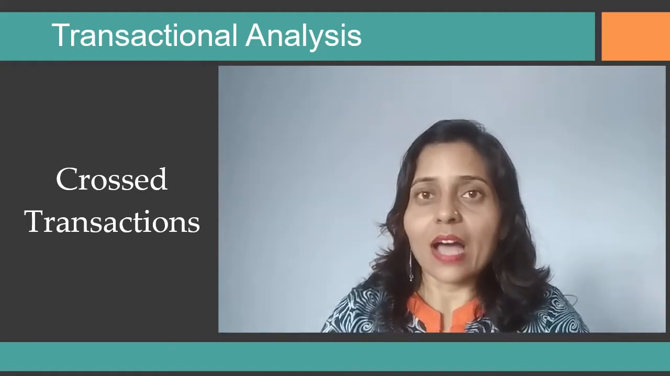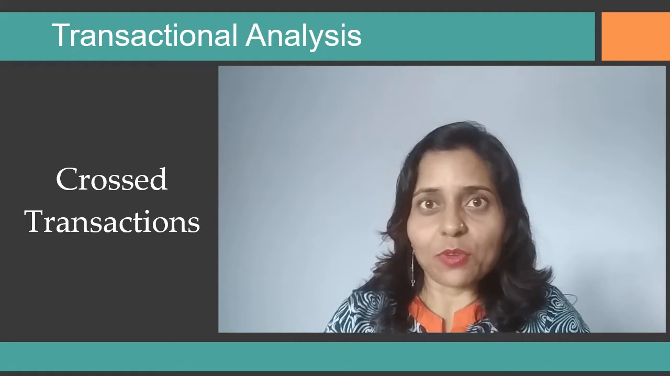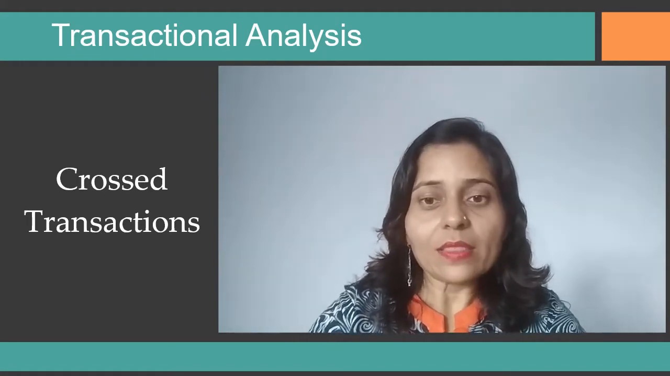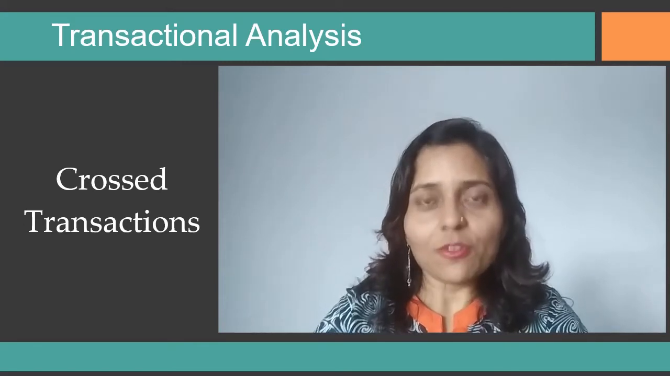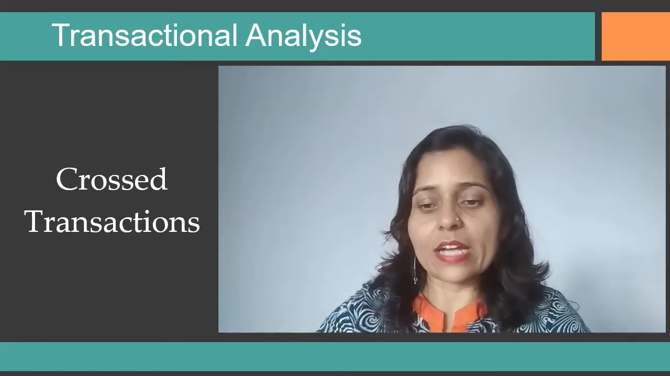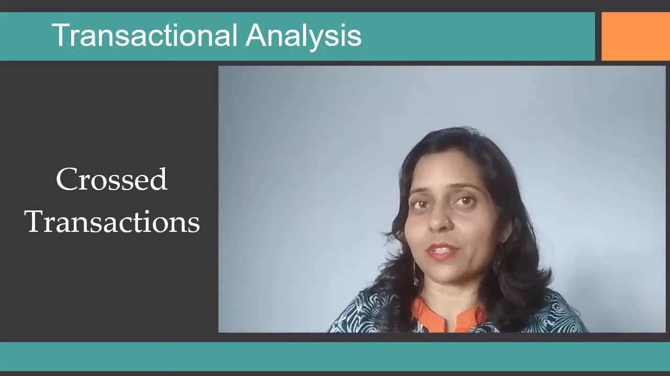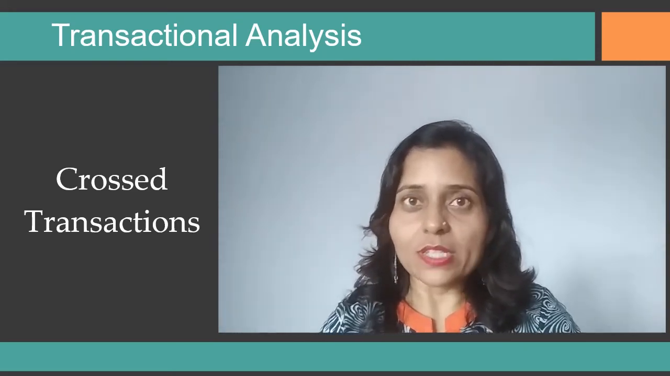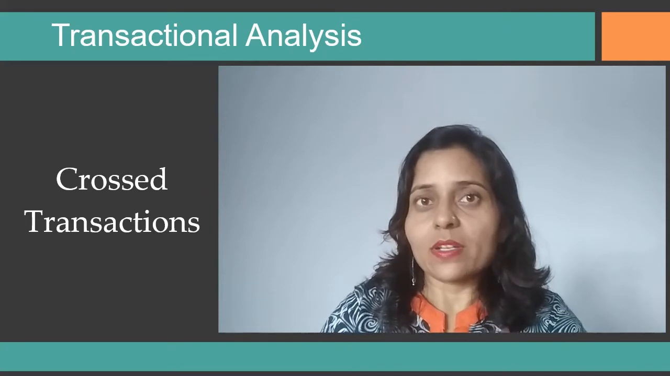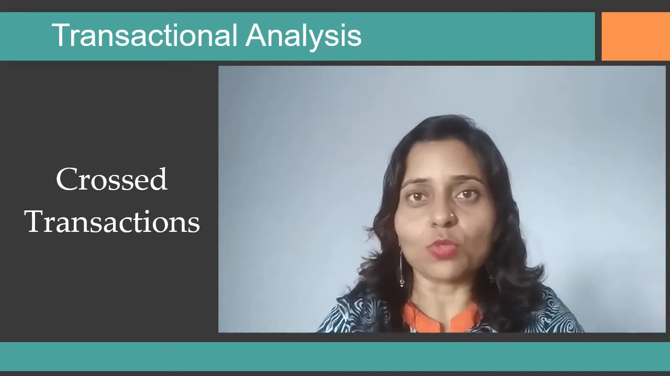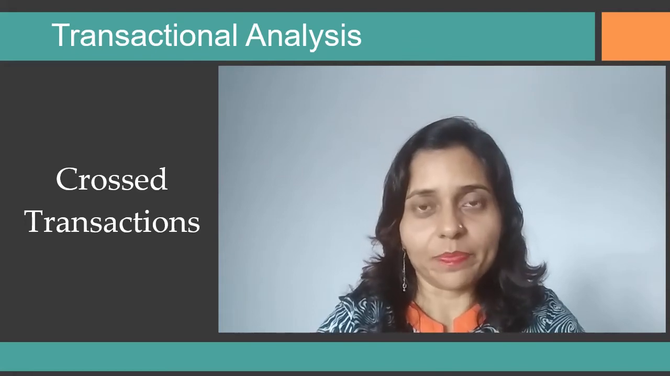Why? Because the answer should have been from a child ego state. But here a person is talking from adult ego state. And when that person is responding from the adult ego state, he is addressing the adult ego state of the person who initiated the conversation. So here, if you have noticed, the first statement has come from parent ego state and has been addressed to the child ego state of the other person.